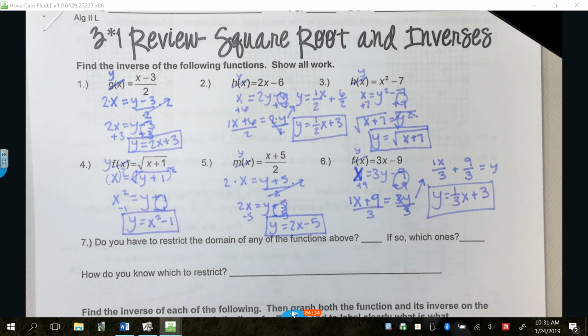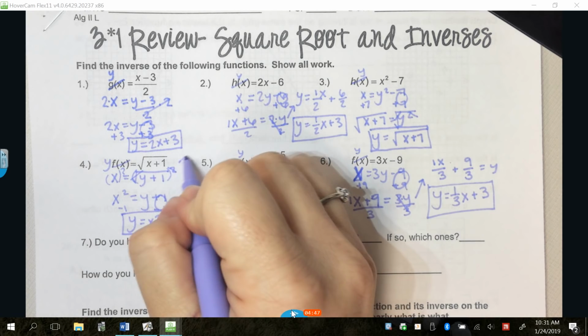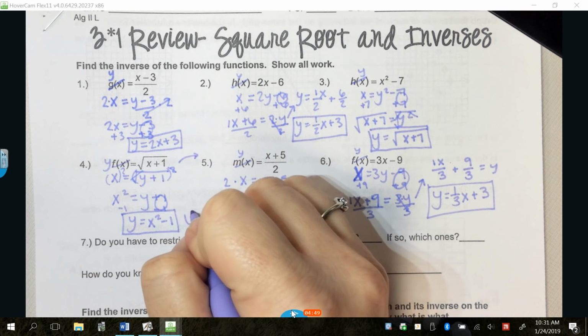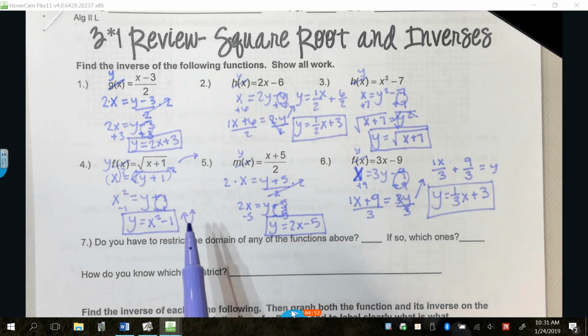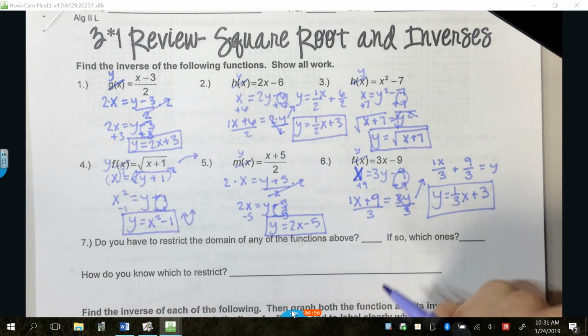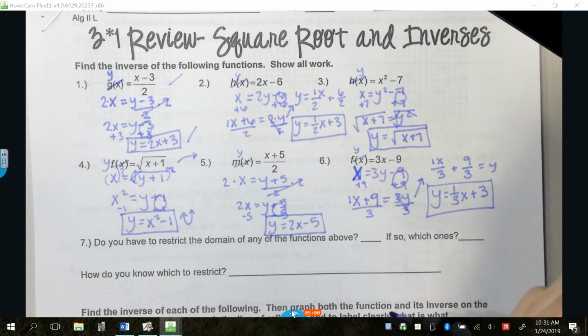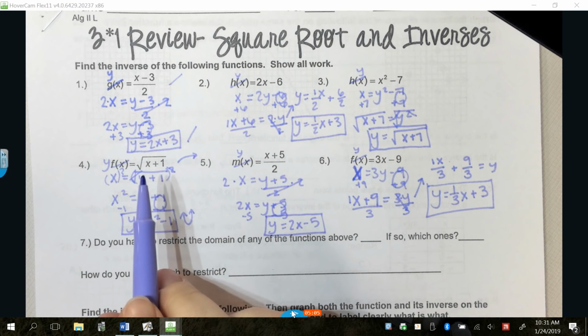Okay, so it says, do you have to restrict the domain of any of the functions above? So remember, we restrict domains when we go from a shape to a different shape. So like here, the square root looks like this, while a quadratic looks like this. So we have to restrict the domain because we're going to turn this into a half of a U. Okay, so here though, this is linear and this is linear. Well, that doesn't change anything, so we didn't have to restrict anything. So we're only restricting the ones that go from square root to squared.